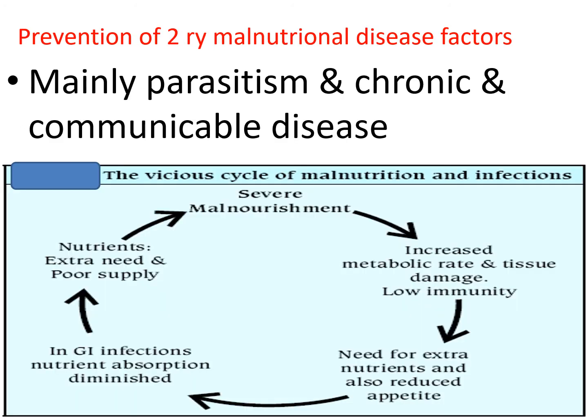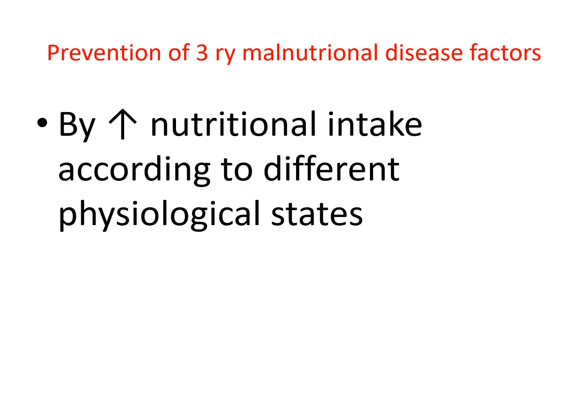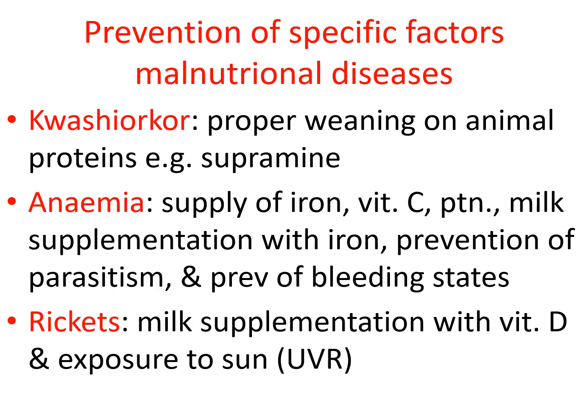Prevention of secondary malnutrition diseases, mainly parasitism: prevention of parasitism and chronic communicable diseases such as tuberculosis. Prevention of tertiary malnutrition diseases by increased nutritional intake according to different physiological states. Prevention of specific factors for malnutrition diseases: kwashiorkor, anemia, and rickets.